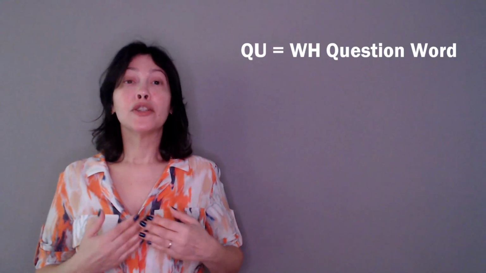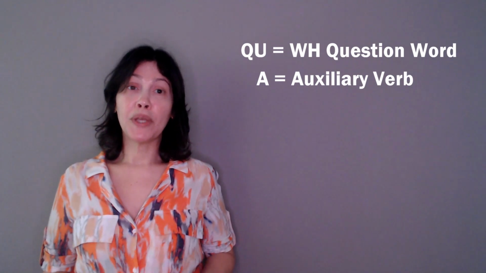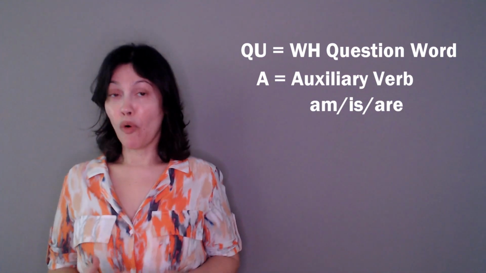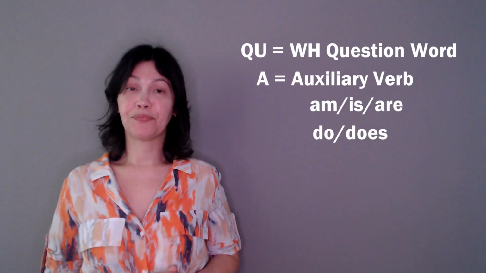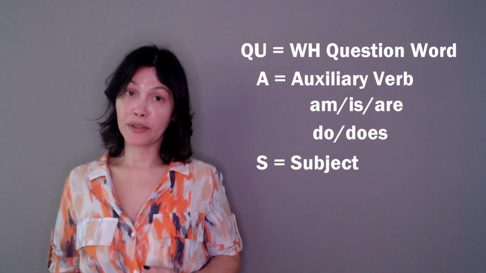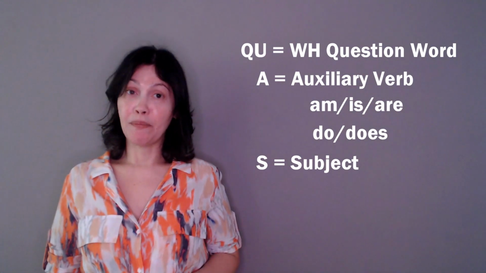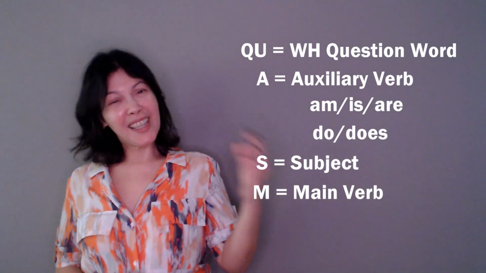QU is for the WH question word. A is your auxiliary verb. In this case, it will be am, is, are. Are is the plural form of the verb to be, or do and does. S is the subject. A noun, a pronoun, even a person's name. And M is for the main verb. Let's use the same questions we had before and put them into this QUASM formula.